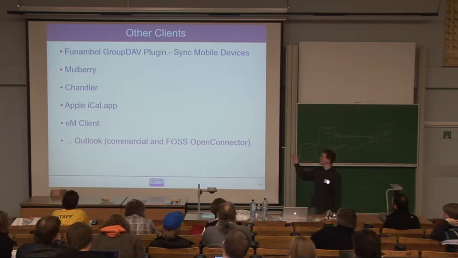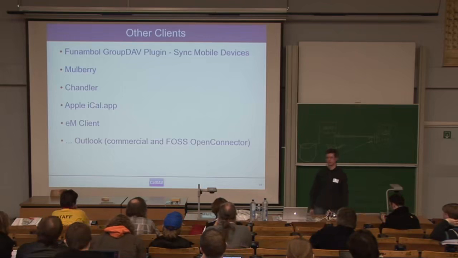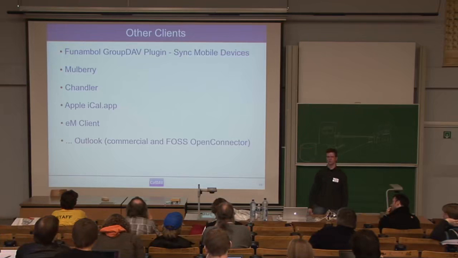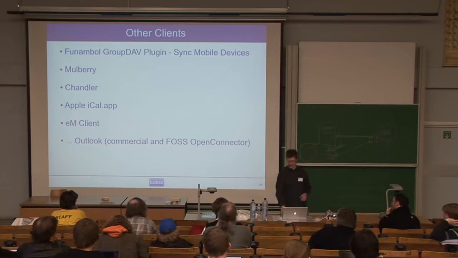There are other clients. Mulberry, for example, I don't like the user interface, but it's actually a pretty powerful CalDAV and IMAP client. There's Chandler, which is by the Open Source Applications Foundation, which also is based on WebDAV. There's, of course, Apple iCal. There's another one which is called EM Client, and Outlook. Actually, there's even an open source project called Open Connector, which implements the CalDAV protocol, but it's not very fast. So if you're a developer who is into Windows development, they need a lot of help, really.